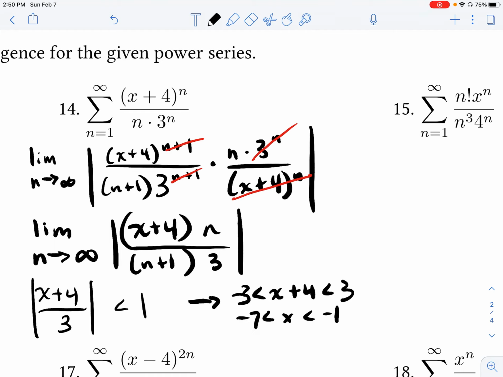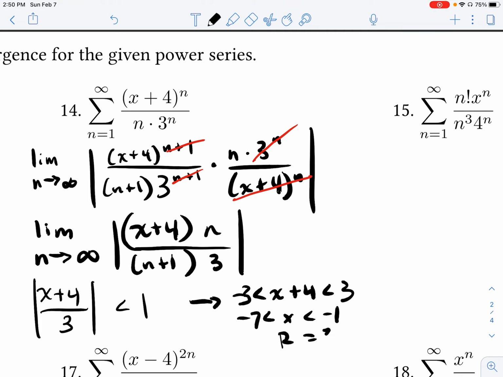Again, all we're concerned about is what is our radius of convergence. And so we know our radius of convergence here would be r is equal to 3. That's the distance from the center, which is at negative 4, to the endpoint, which is just going to be 3. Okay?